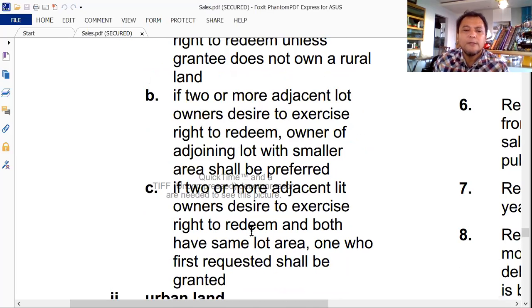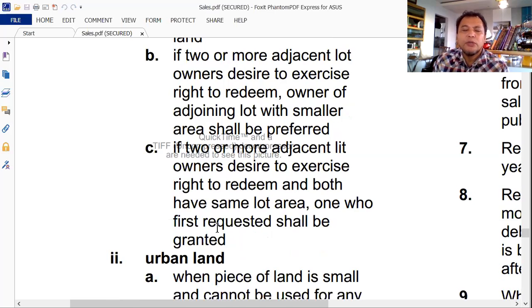Okay, that's very understandable. So let us see, if two or more adjacent lot owners desire to exercise the right to redeem the property, and both have the same lot area, the one who can exercise is the one who first requests. No? So whoever first requests shall be granted.